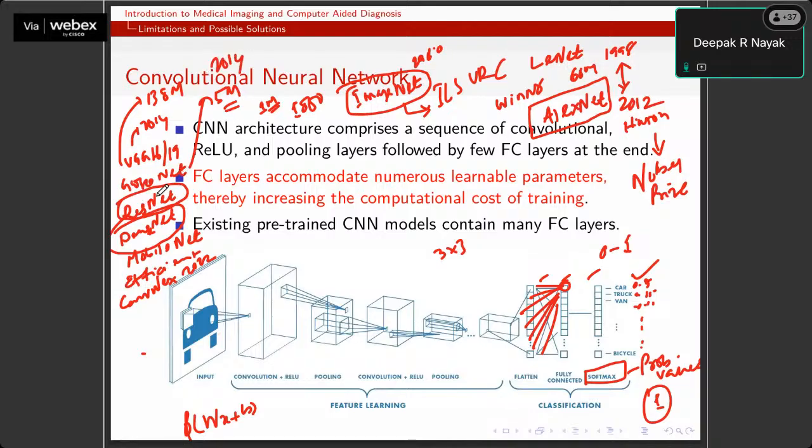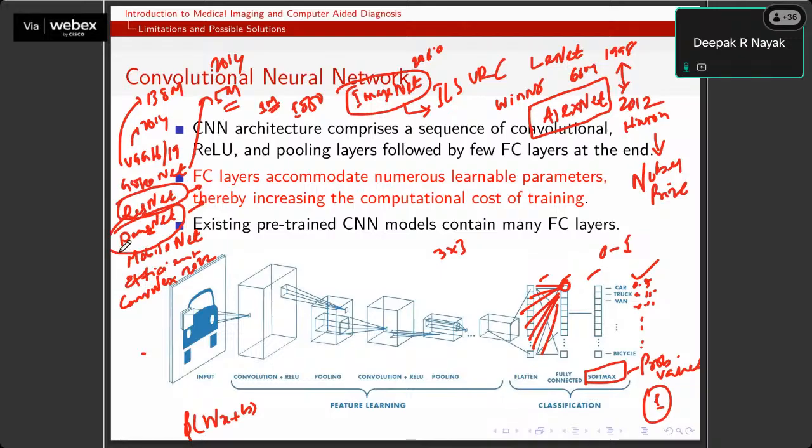And then there are the residual connections. ResNet introduced two very powerful concepts in convolutional neural networks, and still people are using these concepts, like the residual connections and dense connections, while designing convolutional neural networks.